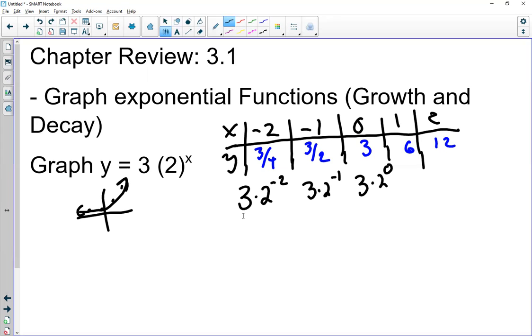So that's a growth. If the base is bigger than 1 and you don't have a negative exponent, it's going to be a growth. If it's smaller than 1, it's going to be decay. But in terms of doing it though, it's always the same. Doesn't matter if it's growth or decay.